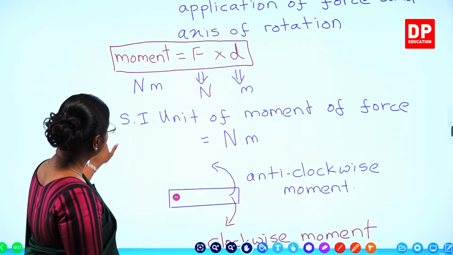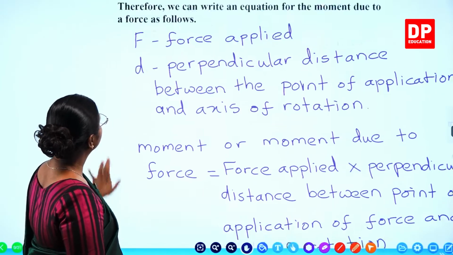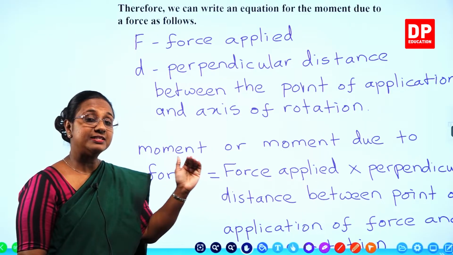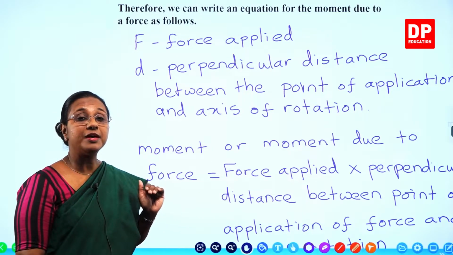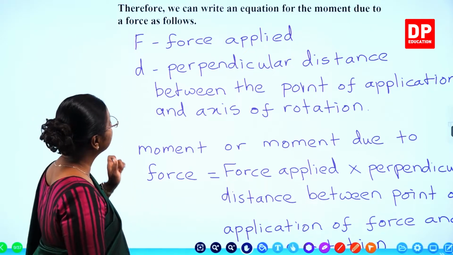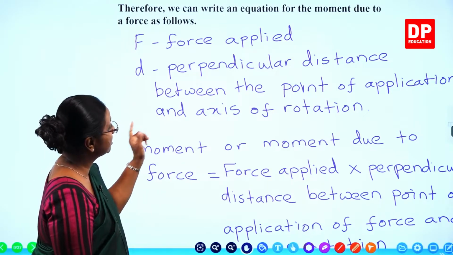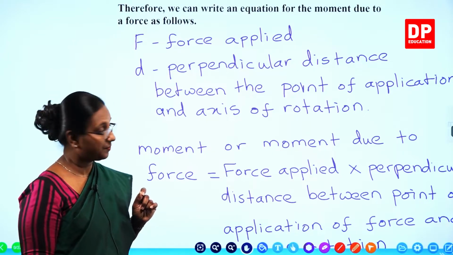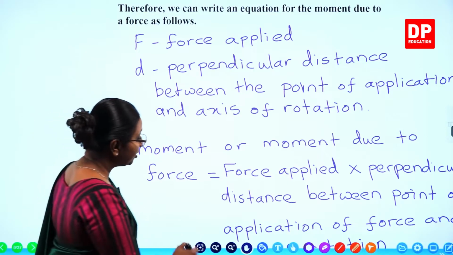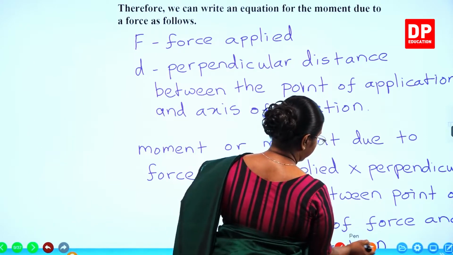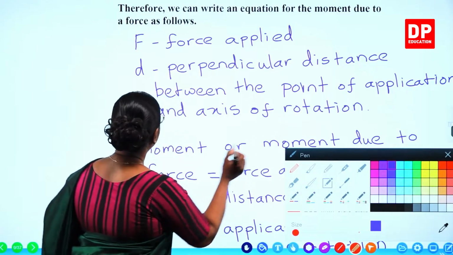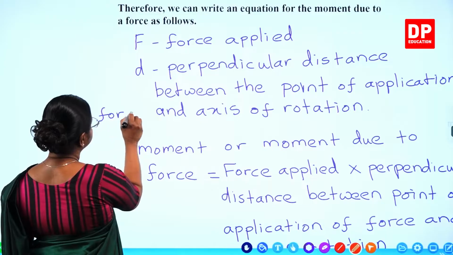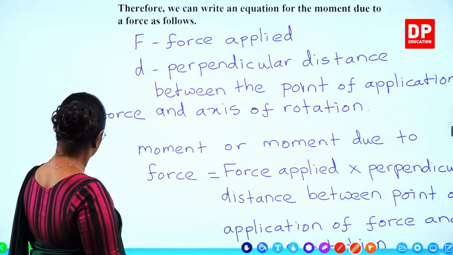We will try to look at it again. So when we apply a force of F at a certain point, that is at a distance away from the axis of rotation, that is known as the perpendicular distance between the point of application of force and axis of rotation. So there it has to be the point of application of force and axis of rotation.